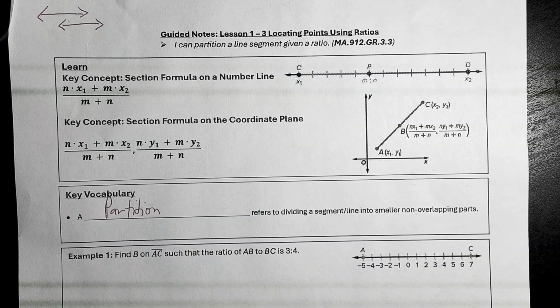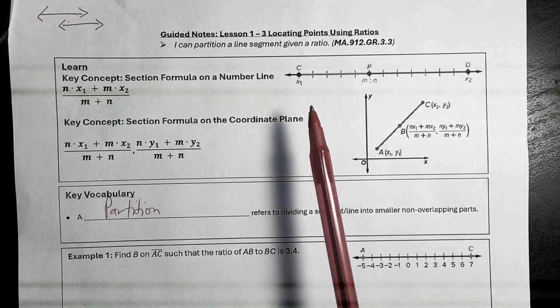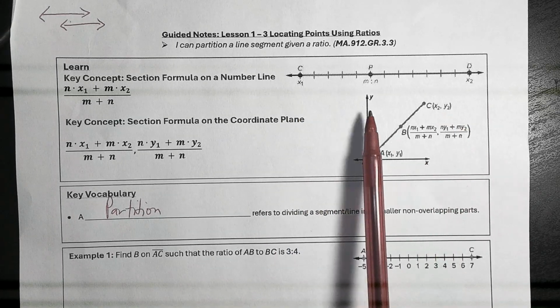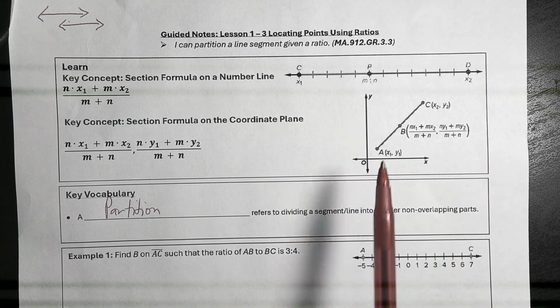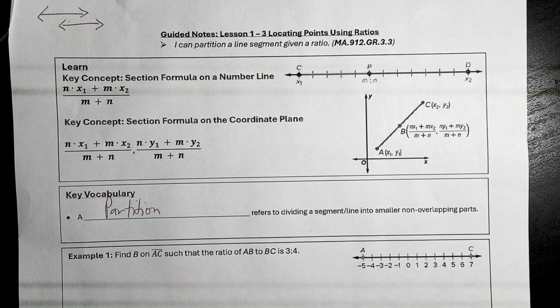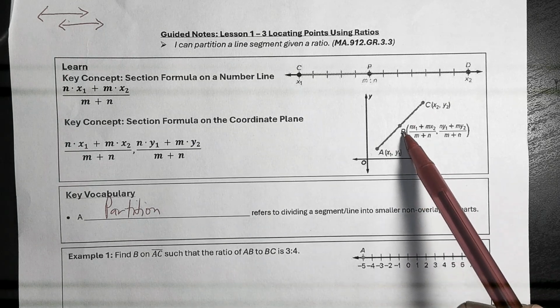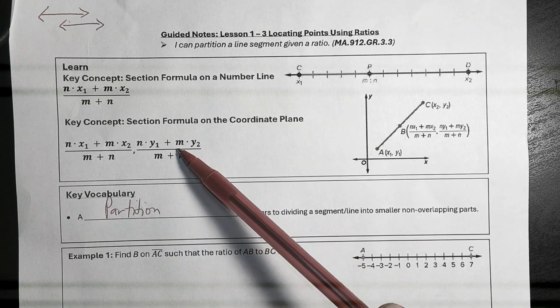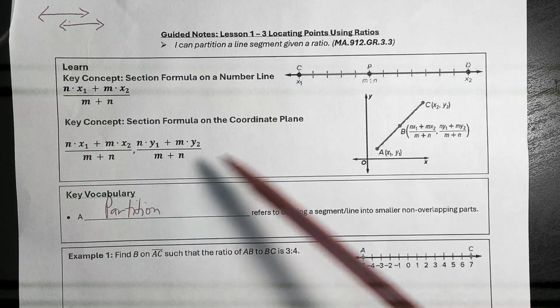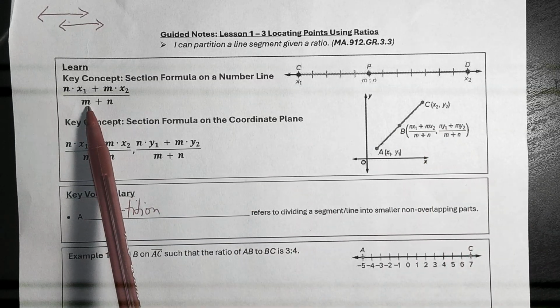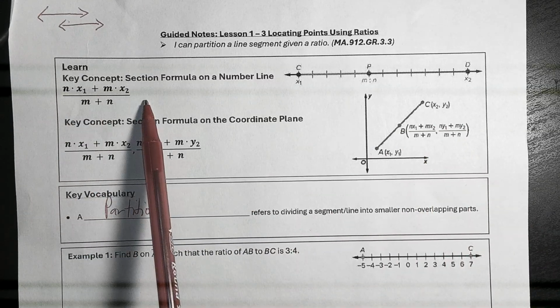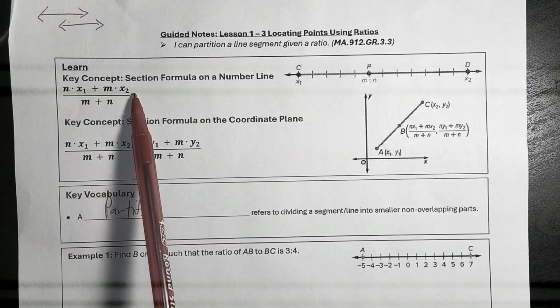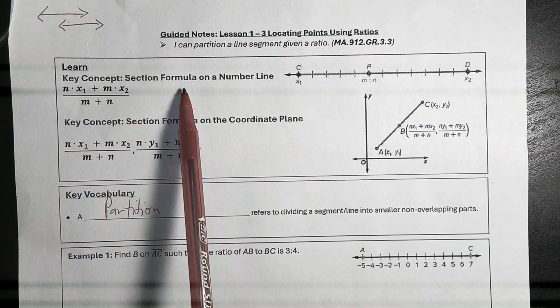The next key concept is the section formula on the coordinate plane. Notice on the number line, we have one number. On the coordinate plane, we have two because we have an x and a y. In our example here, we have line AC, and point B is what they're wanting, based on an unknown M:N ratio. This formula looks very similar to the last one. The only difference is we have two of these, and the second one deals with y's, because you have an x coordinate and a y coordinate.